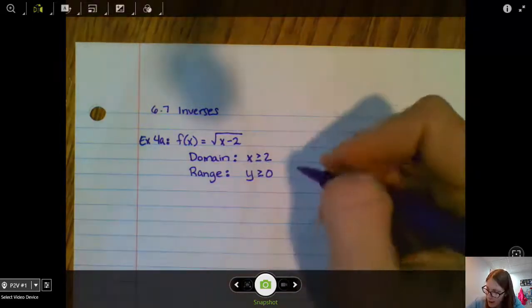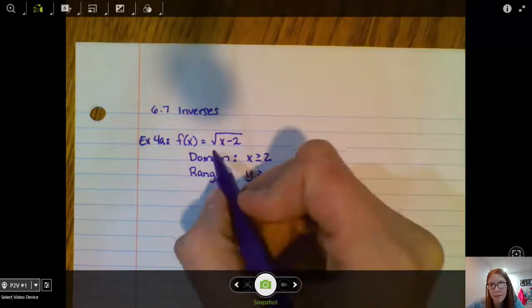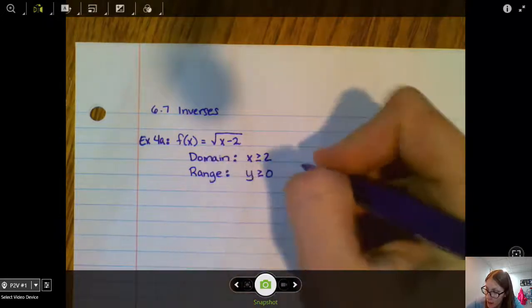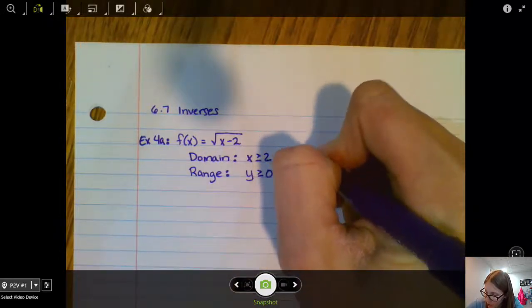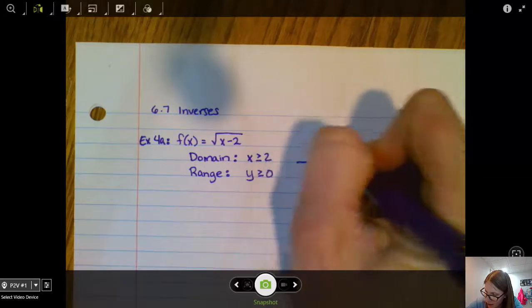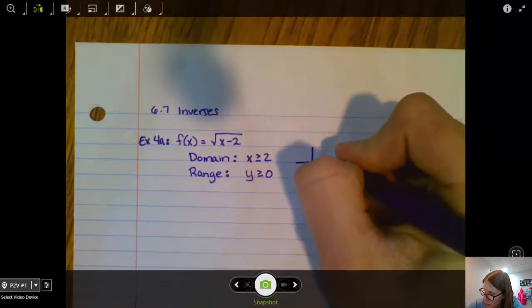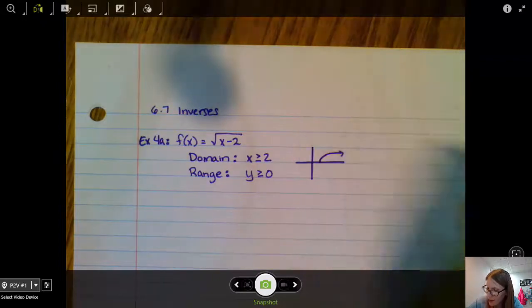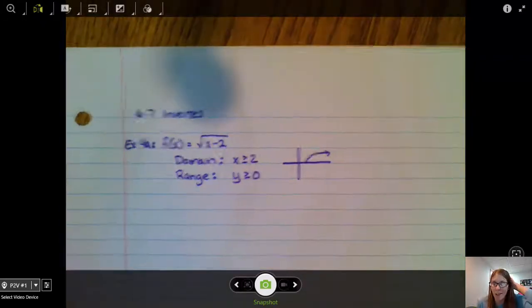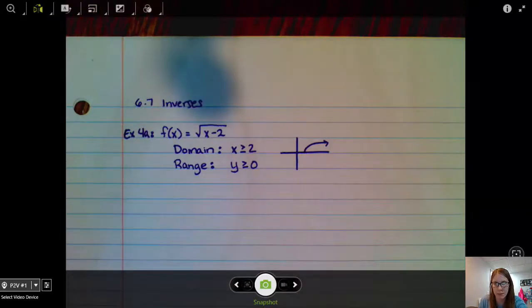Now, we'll get into what the graph of this function looks like a little bit more in section 8. But for now, trust me when I say that the square root of x minus 2 does something like this, where it kind of looks like half of a parabola that's sideways. All right, now, this is my domain and my range of the function.